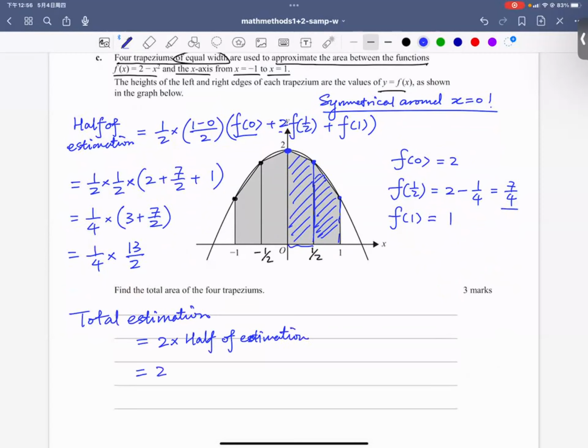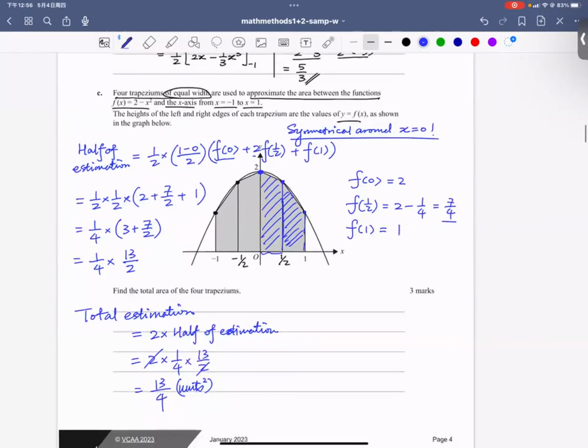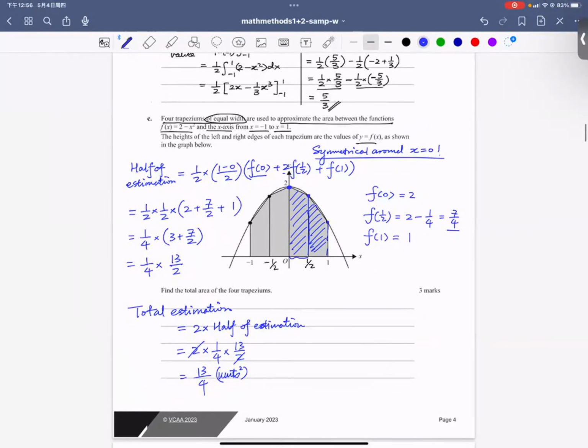So I'm going to say 2 times a quarter times 13 over 2, which gives me 13 over 4. The answer is unit squared for the approximation to area, okay? So that is how you calculate the trapezium estimations with the simple values, fractions.